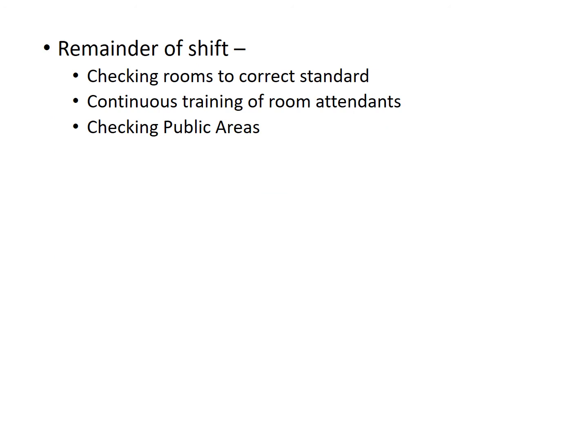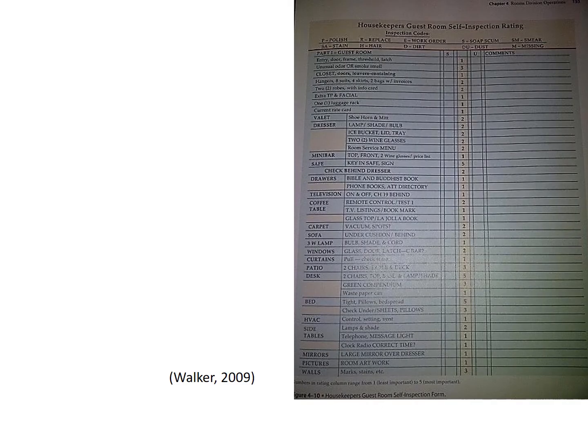The remainder of the shift may include checking rooms to correct standards, continuous training of room attendants. Very important to maintain standards and to make sure that they are actually following the operational procedures for cleaning a room. Checking public areas, making sure that you don't have dissatisfied customers. So this is a housekeeper checklist for self-inspection. The housekeeping manager may have this checklist to check every single day and determine if these are being done and to what standard.